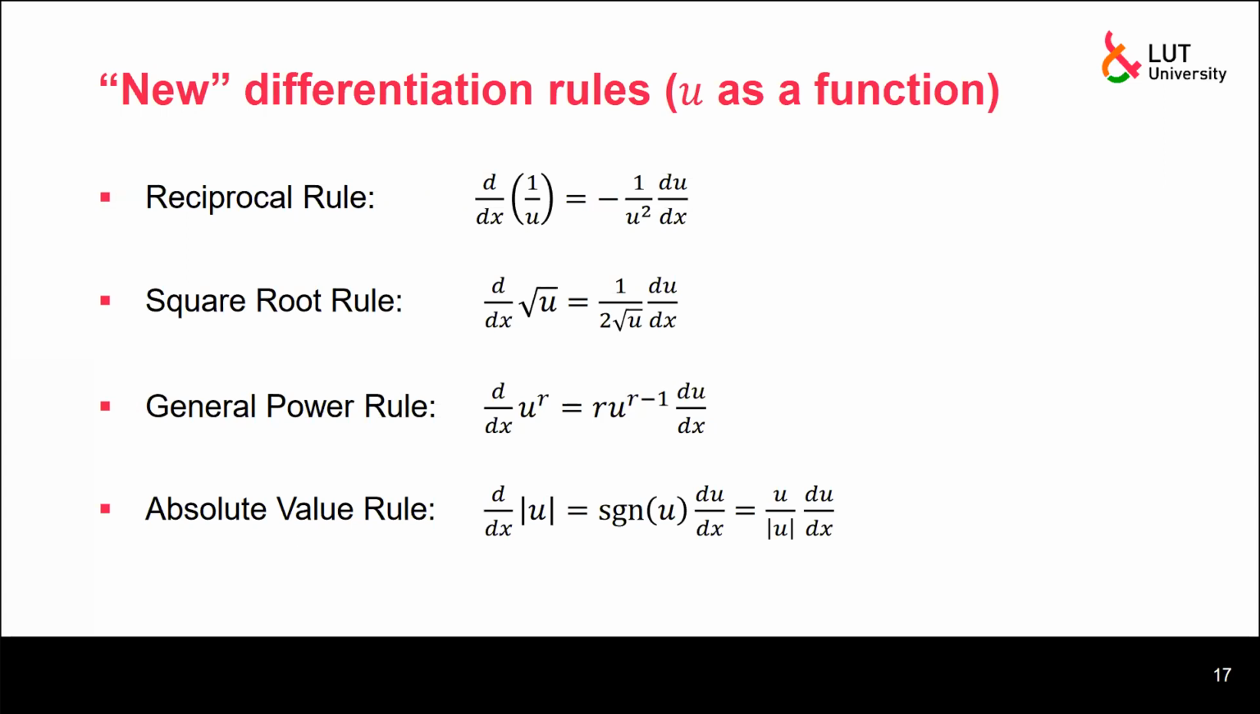And the absolute value rule. This SGN is the signum function. So what's the sign of that? So we end up having... or you could replace it with u over absolute value of u. We end up having a partially defined function there.